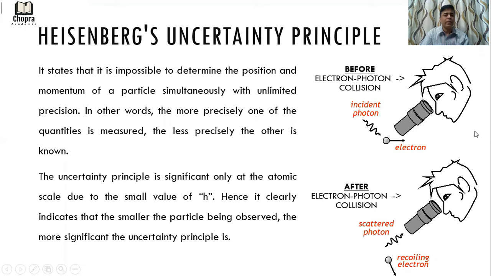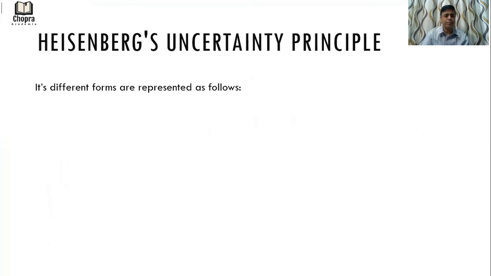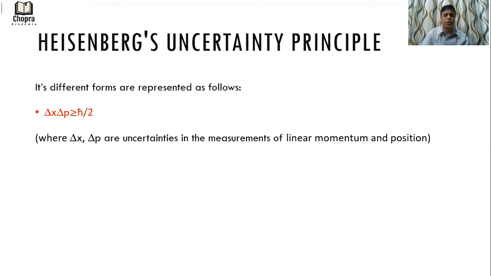Now, its different forms are represented as follows. The first form is delta x delta p greater than or equal to h cross by 2. Delta x and delta p are the uncertainties in the measurements of position and linear momentum. If we make a position measurement, it can be written as x plus minus delta x. So delta x is that error, that uncertainty in the measurement of position. The same holds good for the linear momentum also.